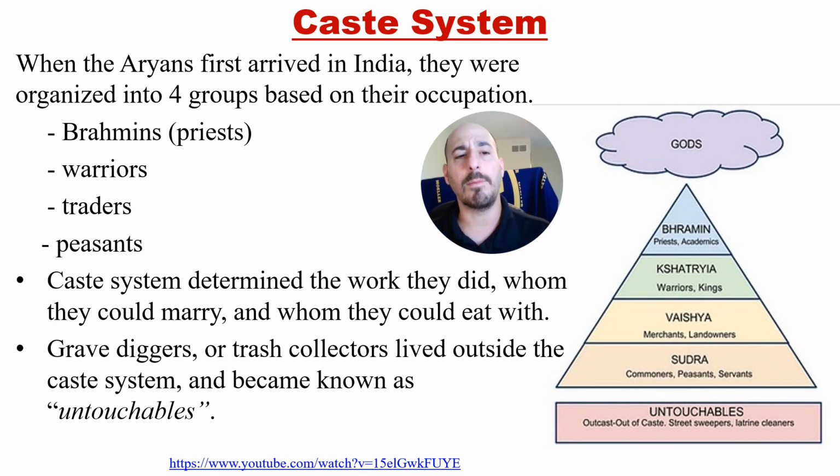So let's just take a look at how this actually breaks down. When we look at the top of the caste system, who's up there? Yeah, it's the Brahmins, right? The Brahmins are priests. If you put priests at the top of your society, what does that say about your society? Right, it would say that your society is religious.